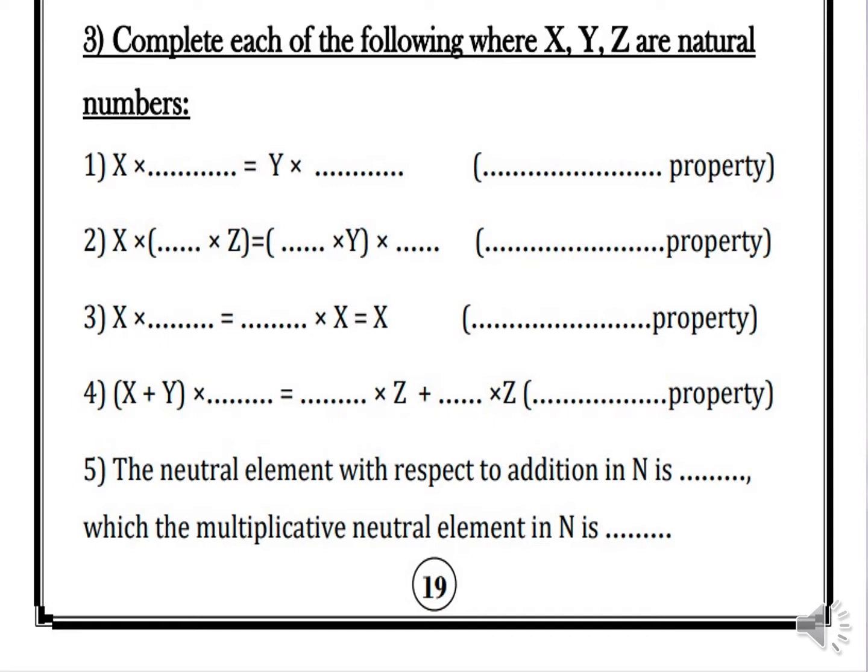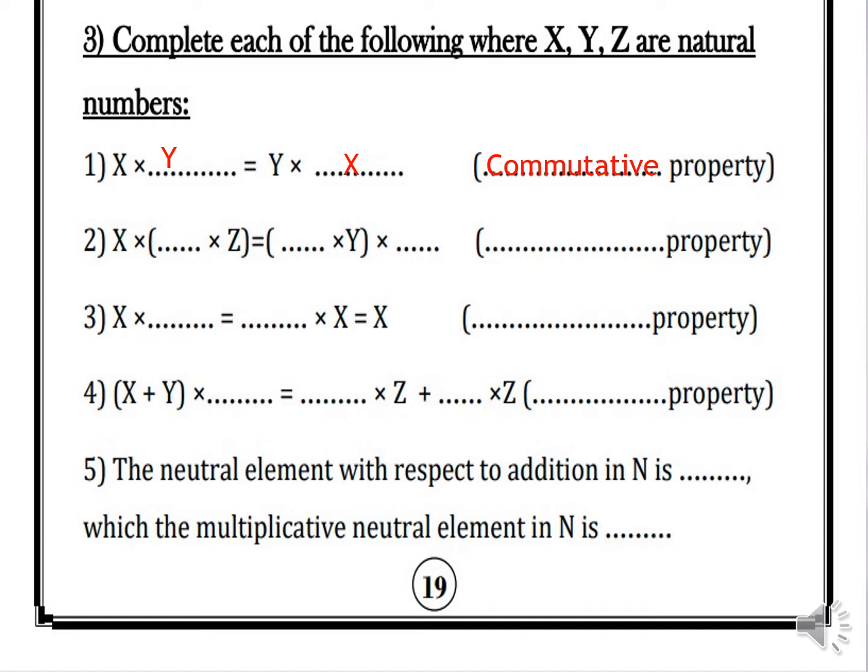So here the same in the variable. X multiply y equals y multiply x. And this is the commutative property. In number 2, x multiply what multiply z equal what multiply y multiply what. When I have brackets and the same sign, this is the associative property.